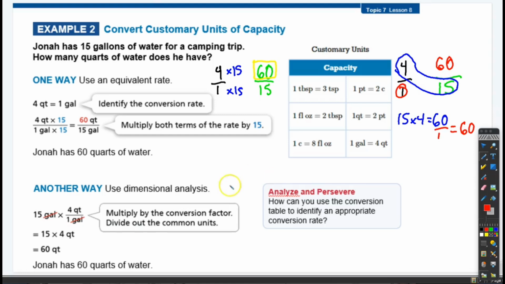All right. Okay, they show you use dimensional analysis. I'm going to be straight up, I don't like dimensional analysis. Way easier to solve with these, but we can see what they do. They have 15 gallons times 4 quarts to 1 gallon. They cancel out the gallons, and then they multiply 15 times 4 quarts, which is 60 quarts. Jonah had 60 quarts of water.